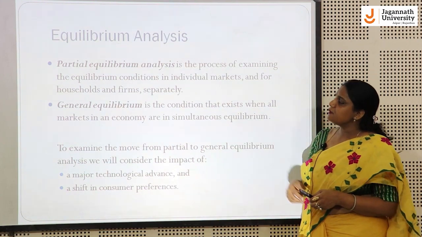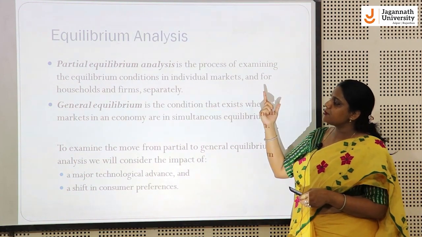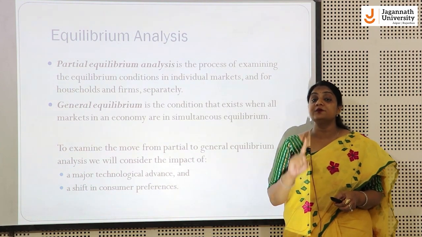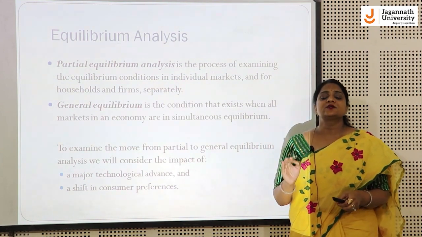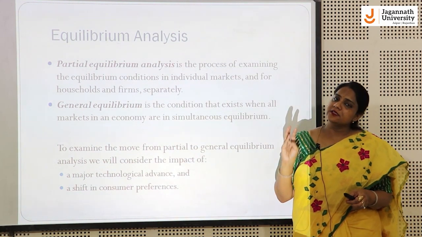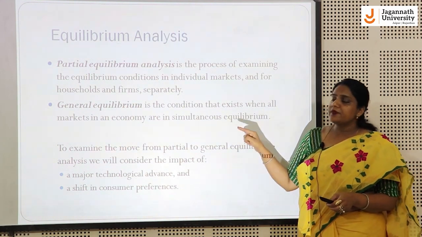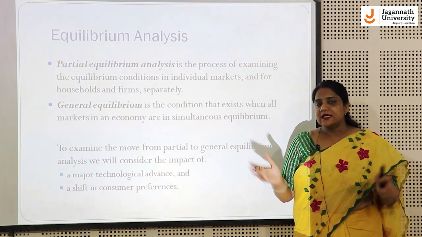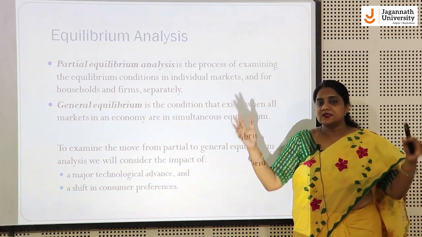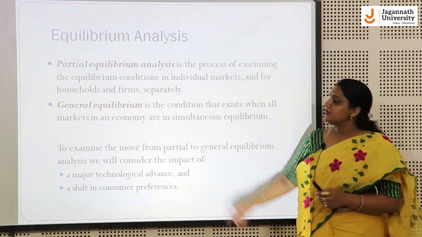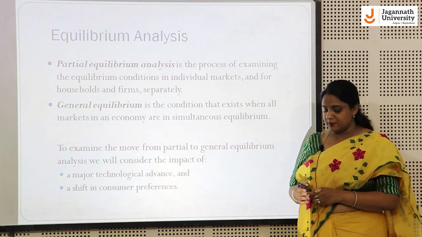So in case of the equilibrium analysis also, we do partial equilibrium analysis and general equilibrium analysis. If we are looking at the individual firm equilibrium analysis, an individual unit or an individual firm, it is called as partial equilibrium analysis. If we are looking at all the industry, all the firms existing in that industry, and if we are doing equilibrium analysis of all the firms in that industry, then it is called as general equilibrium analysis.